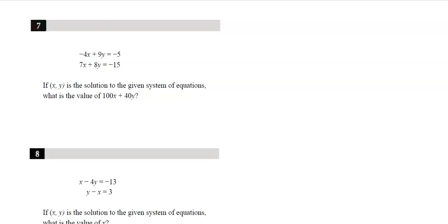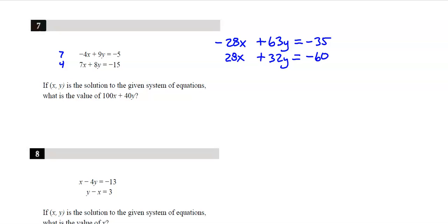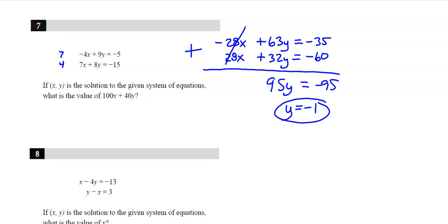Number 7 also looks a little bit challenging. I think I'm going to have to do both rows. I think if I do the top row by 7 and the bottom row by 4, I will get some opposites for x. So -28x, +63y, -35. Bottom row, +28x, got my opposites, plus 32y equals -60. Combine them, eliminate. 95y equals -95. Beautiful. Looks like y is -1.